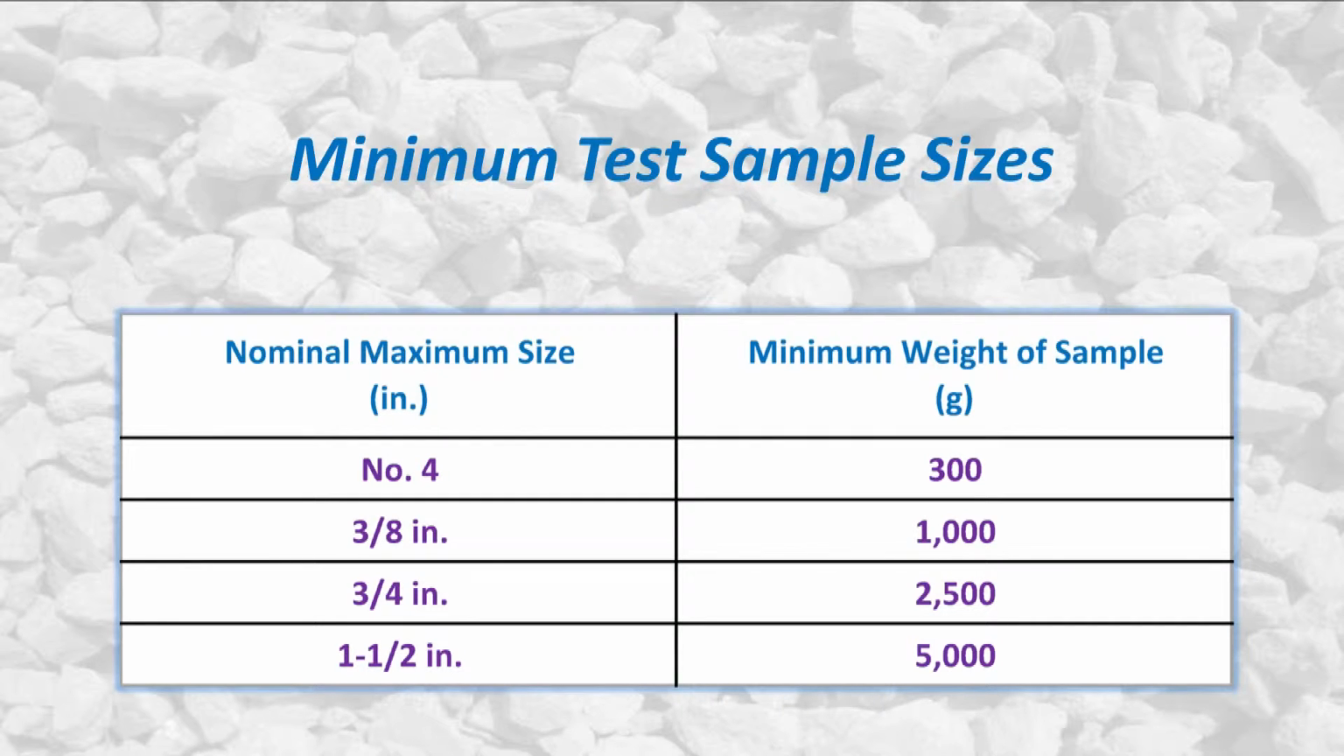Please note that if the sample is to be tested for gradation in accordance with AASHTO T27, the minimum weight of that test sample shall apply. Also note that if the sample is not being tested for gradation and the nominal maximum particle size of the material is not listed in the table, the next larger size shall be used to determine the sample size.